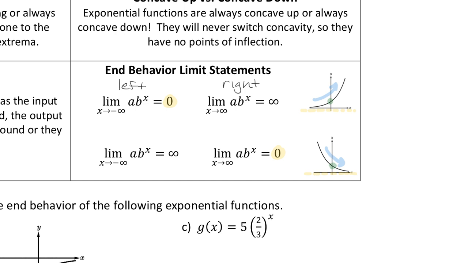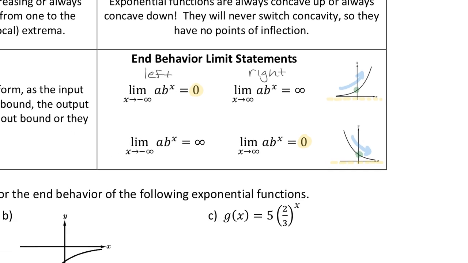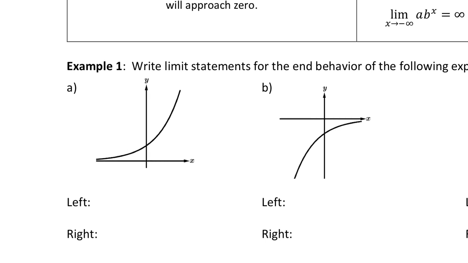So with polynomials, we had infinities as our answers: either both up, both down, or one up and one down. For exponentials, one side is going to flatten out at 0. So these shapes are a little bit different. Let's see if we can just write these limit statements first before we complicate it with some other characteristics.